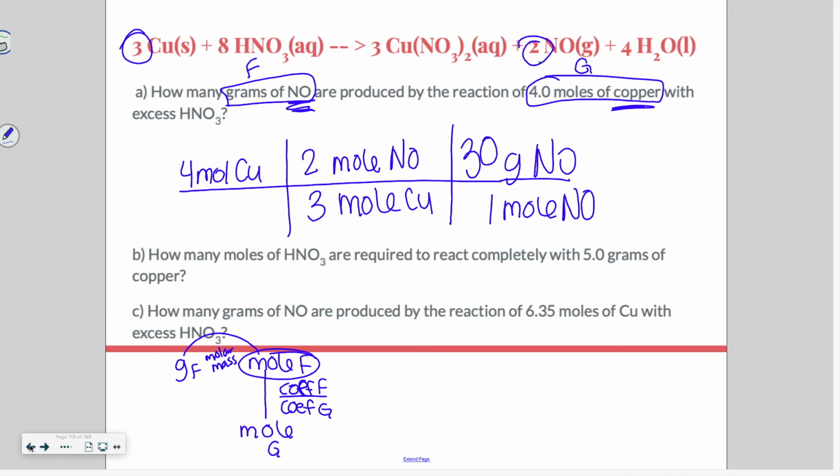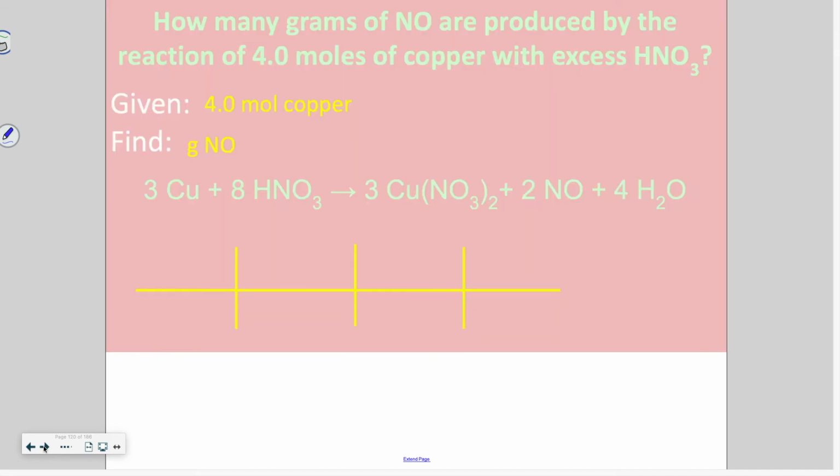All right, and then you're just going to multiply across and divide by the bottom. Here's your multiply across. I get 240 over 3, and that gives me 80.